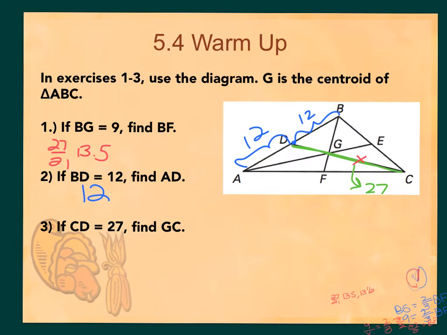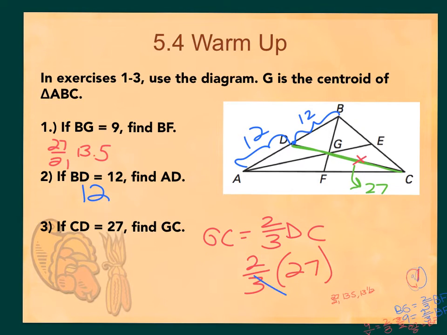So GC is 2/3 DC, right? Because it's from the actual vertex to where the centroid is. So 2/3 of 27 is 18. Or divide it by 3 and then double it. It's the same thing. Questions so far?